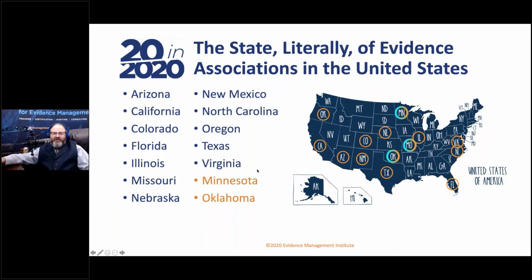That means if you do the math, which I haven't, and I'm not going to do right here, I have a feeling that means 37 states don't have representation. That there are 37 states in the union that don't have an evidence association where people can go to other evidence custodians and find information.